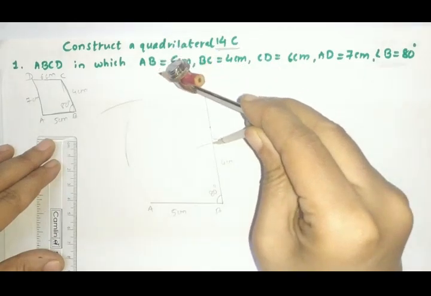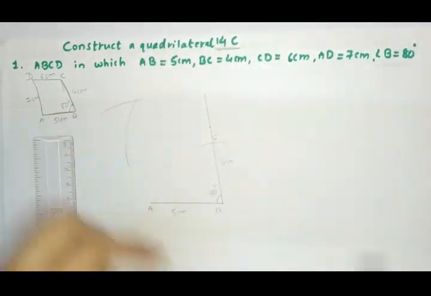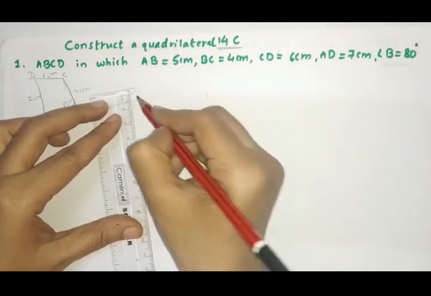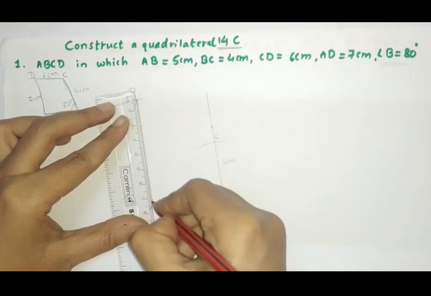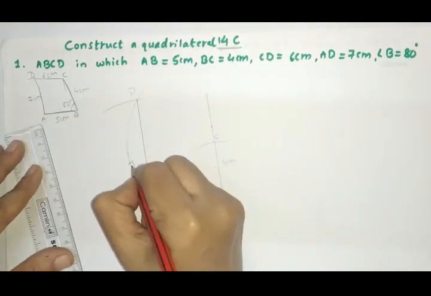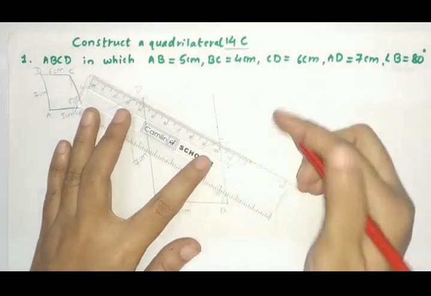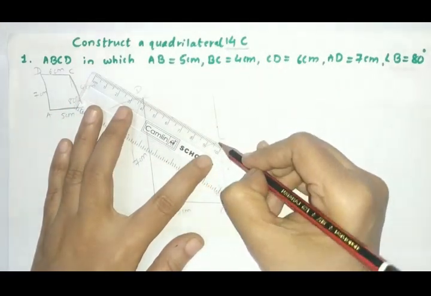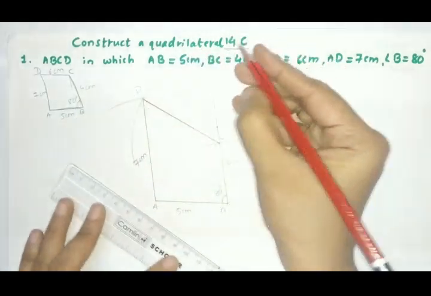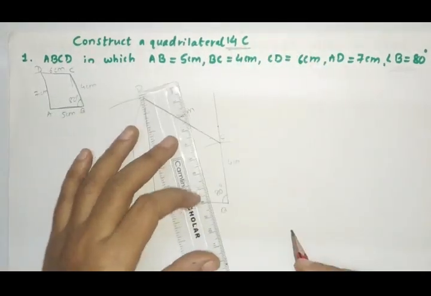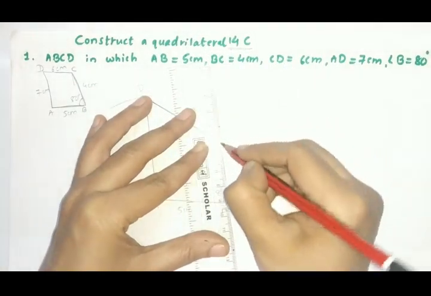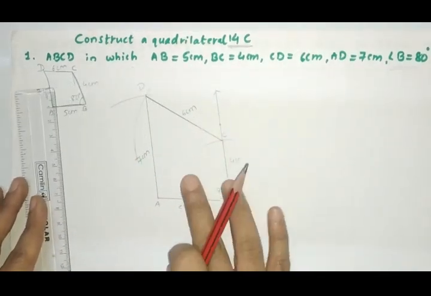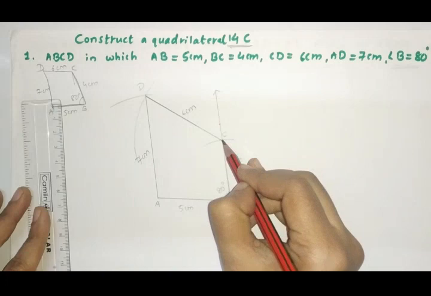So friends, from here only just take this out. So we got our D point. So this is D. Just join these 2 points. AD is what, friends? 7 centimeter. And this is point C. DC is what? 6 centimeter. So our quadrilateral is this one, ABCD.